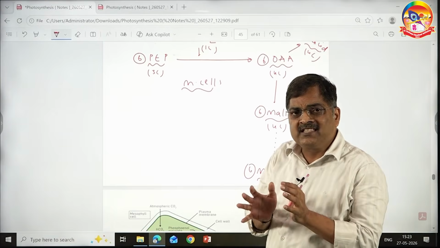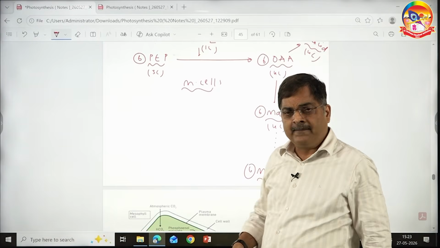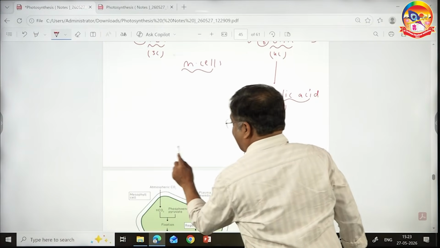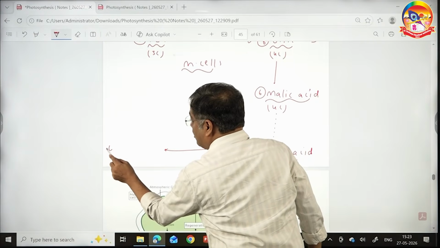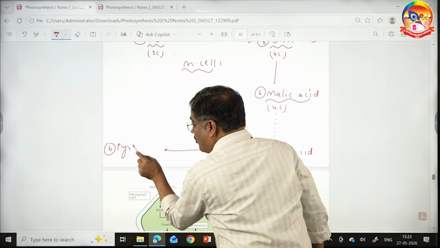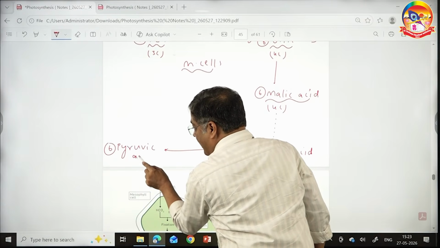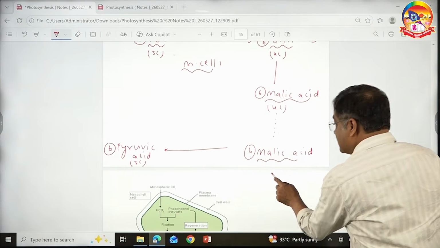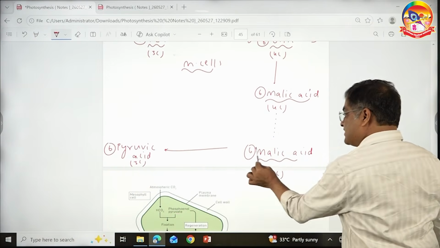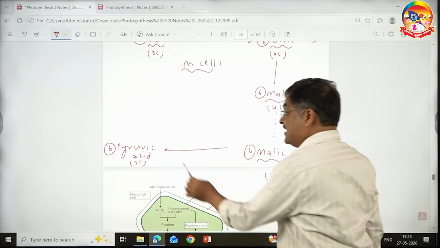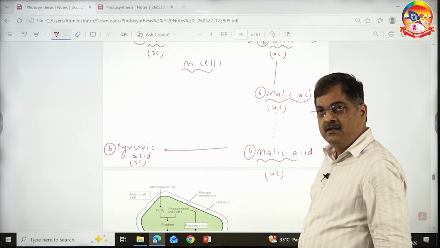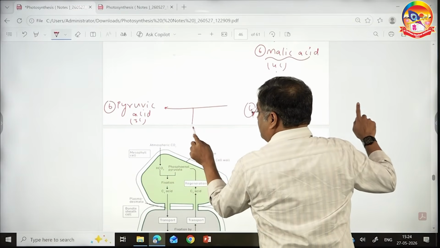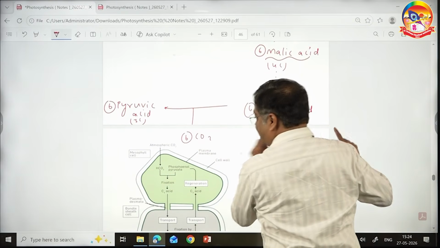I told you, bundle sheath cells have suberin. Suberin is impermeable to water. So it forms malic acid. What will happen to the 6 molecules of malic acid? It forms 6 molecules of pyruvic acid. And pyruvic acid is a 3-carbon compound. This is a 4-carbon compound. 6 4s are 24. 6 3s are 18. There is a loss of 6 carbons. That is in the form of 6 CO2.